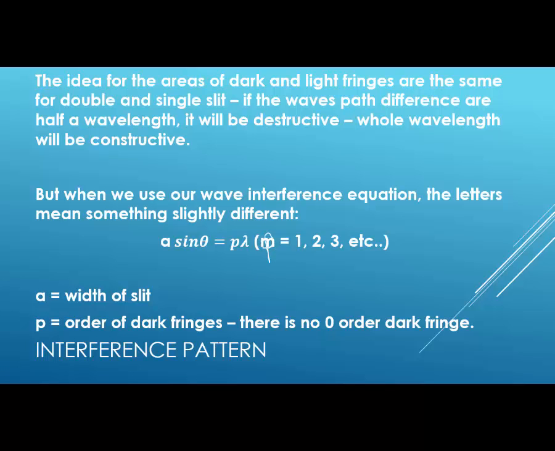And this should be P, I'm sorry. But we have a sine theta equals P times lambda, where lambda is, of course, the wavelength of our light. Now instead of M, we have P, and P stands for the order of the dark fringes. So notice that there is no zero order dark fringe because we have that super large maxima right in the middle, right? So on either side of that maxima will be our first order fringe. And then the second one out from that will be our second order, and then our third out will be our third order. So again, this is talking about the location of the dark fringes, not of the light.